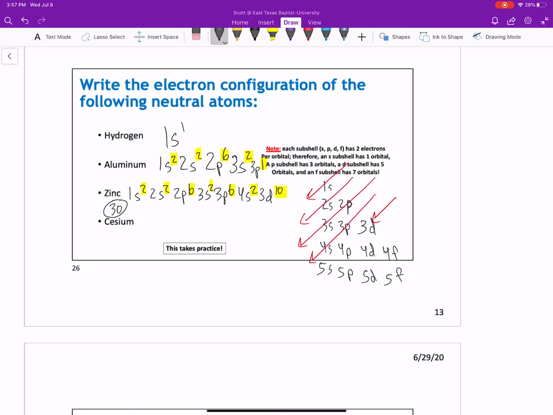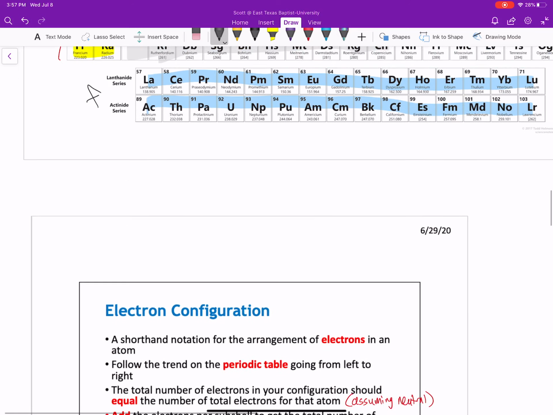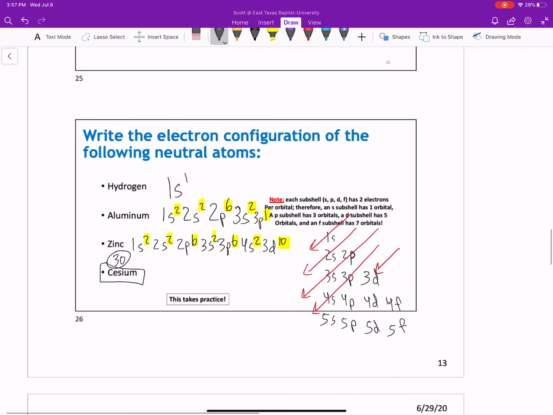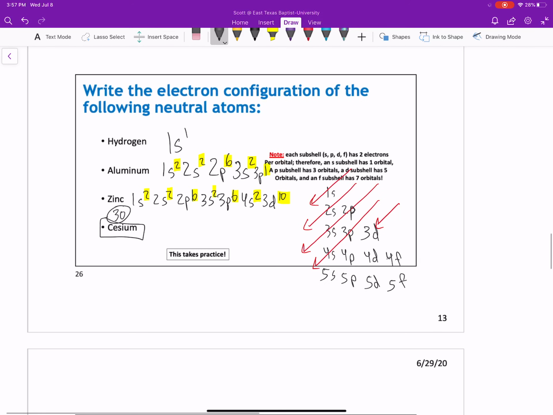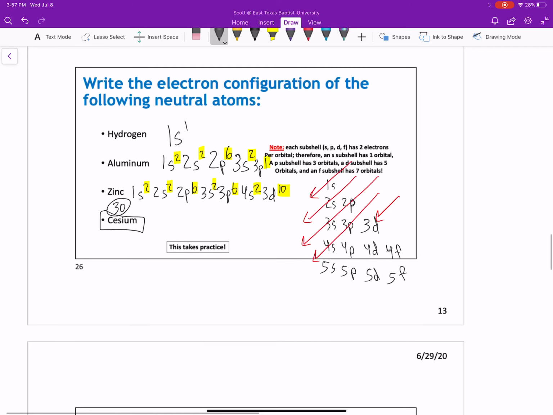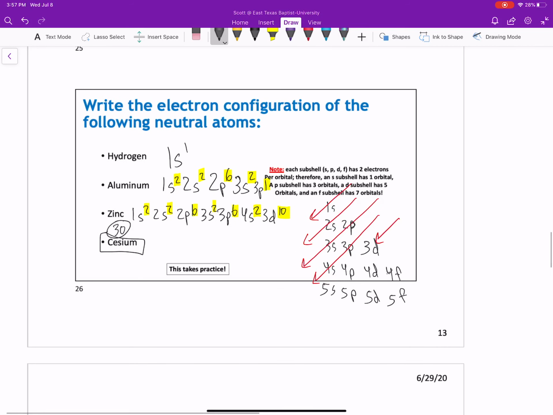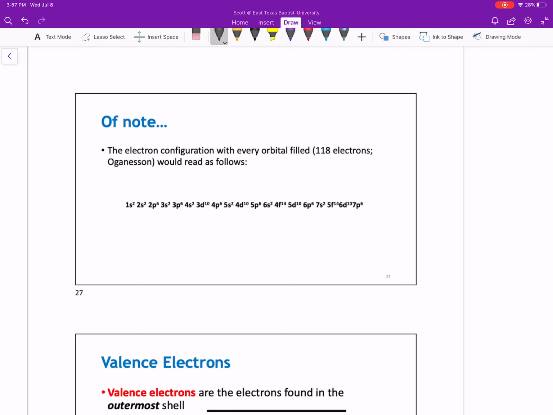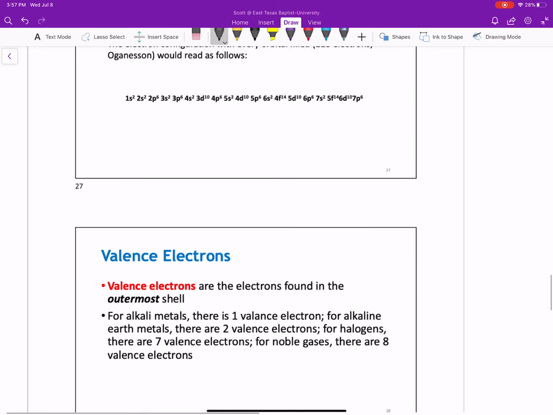And go ahead and try cesium on your own, okay? Cesium is located right here in your alkali metals. So it's 55. That one's going to be a pretty long one, and it might take you a little while to get there. Of note, you don't need to really know this, but the electron configuration with every orbital filled, 118 electrons, is this one. I've never even heard it said out loud. I guess it's oganesson, and it would read as follows.